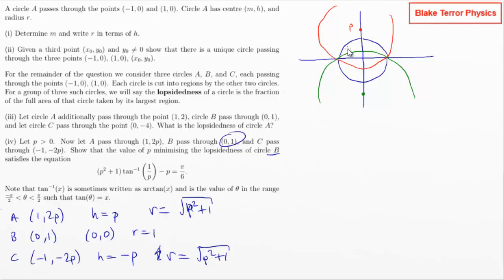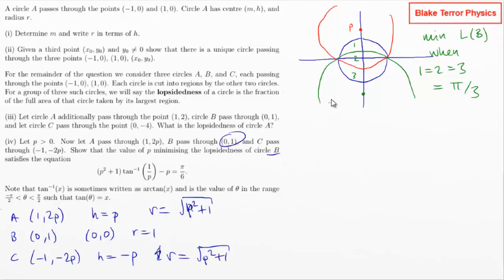So we've got 3 possible areas then, 1, 2, 3. So we're going to want to split it evenly then, aren't we? So we will minimize the lopsidedness of B when 1 equals 2 equals 3 in terms of area. And the area of the circle is pi r squared, which is pi. So we want that to equal pi over 3.